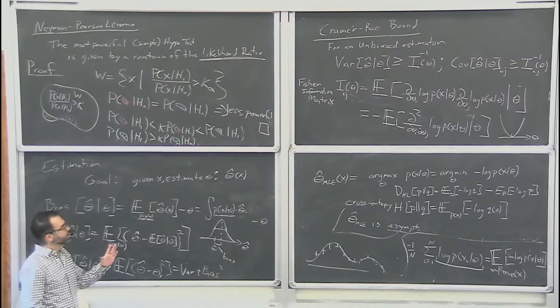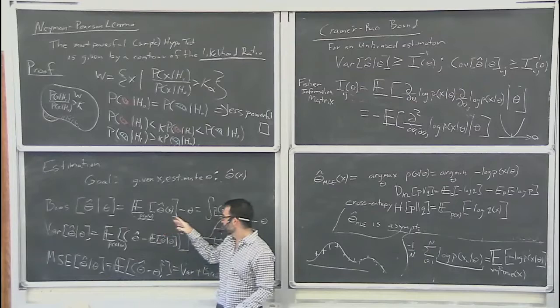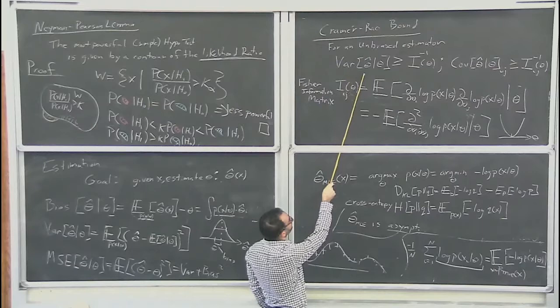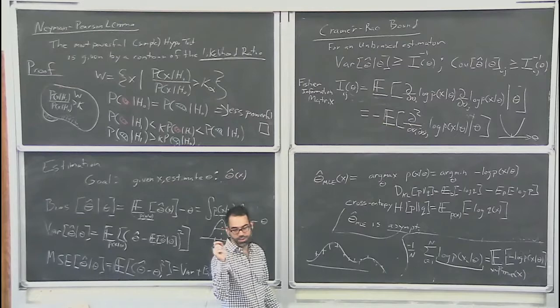There was also a bound called the Cramer-Rao bound that says that if you have an unbiased estimator, which means on average it gets you back the true value, its variance can't be smaller than a certain amount. The variance of your estimator has to be bigger than a quantity related to what's called the Fisher information. That generalizes not just to a single parameter, but to multiple parameters you're trying to estimate.